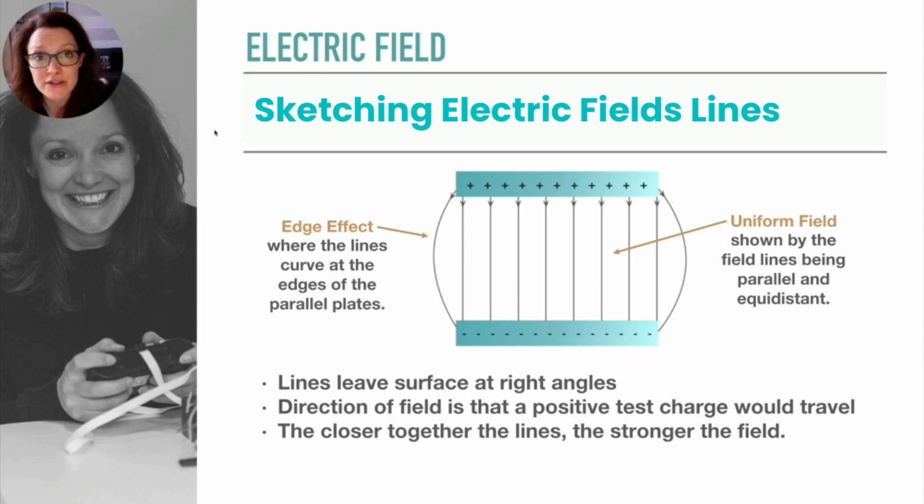The closer together the field lines, the stronger the field. And when you're inside a parallel plate, the field strength should be uniform throughout, and it's often called a uniform field. So the lines should be parallel and equidistant, the same distance between all of them. There is something called the edge effect. So when you get to the edge of a uniform field, they start to sort of bend out a little bit and curve at the edges of the parallel plates.